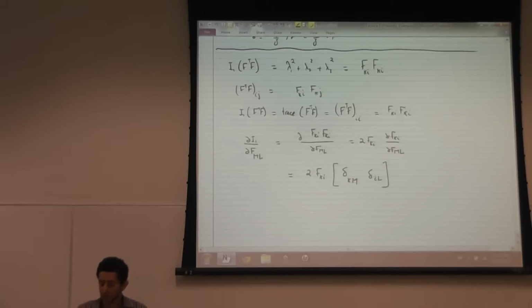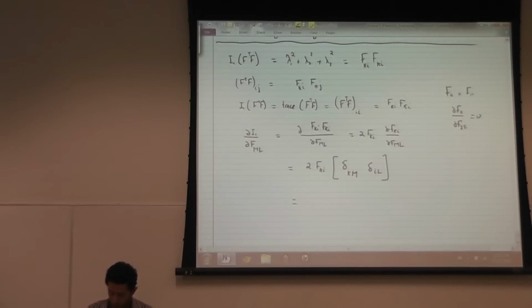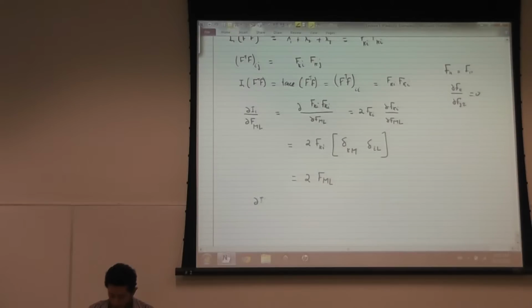So it's only equal to 1 because I know F11 is equal to F11, and partial F11 by partial F22 is 0. Partial F11 by partial any of the other components is 0. So partial F_KI is only 1 when K is M and I is L, which is equal to 2 F_ML, which means that partial I1 by partial F is basically the matrix 2F itself.